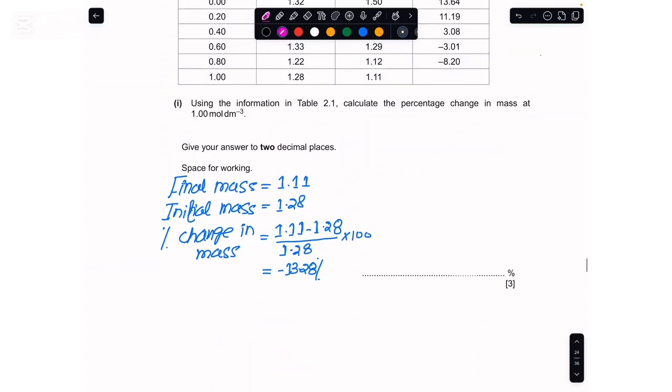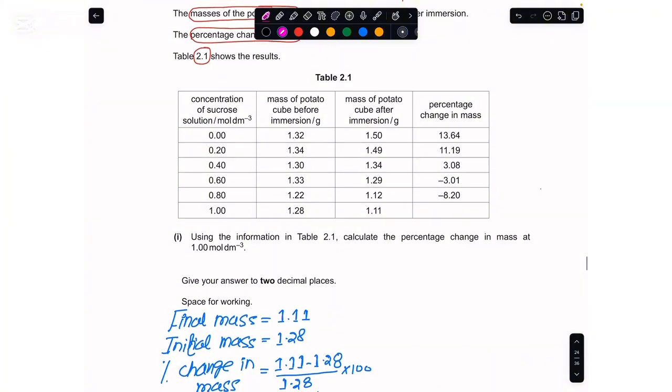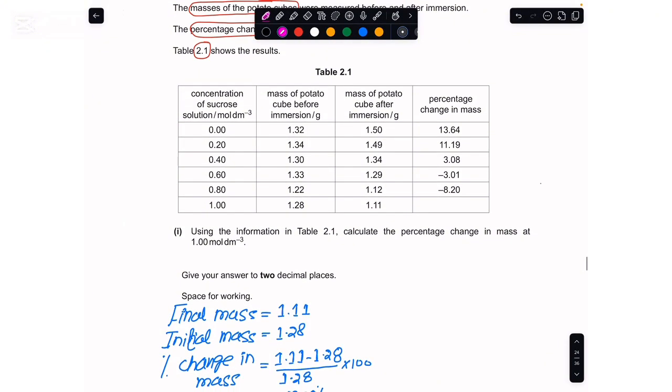So if I just take you back toward the readings that we have got for 0.60 mole per dm cube and 0.80 mole per dm cube, what I see is that for the higher concentration of the sucrose solution, the percentage change in mass is far greater than the percentage they have given us for 0.6 mole per dm cube.